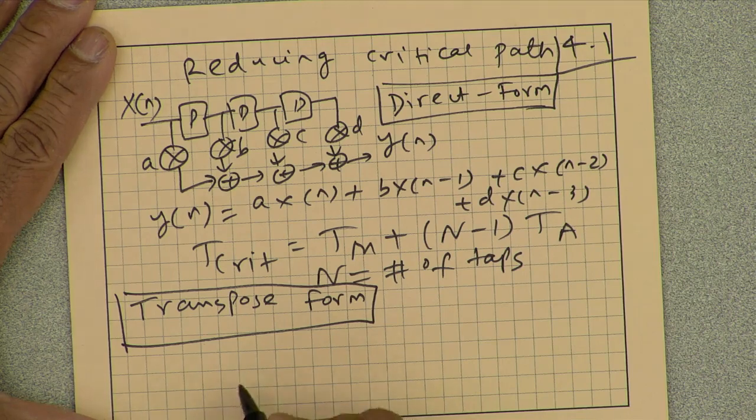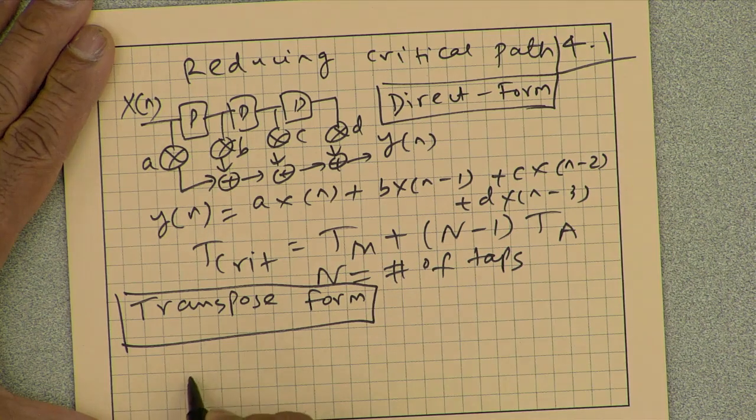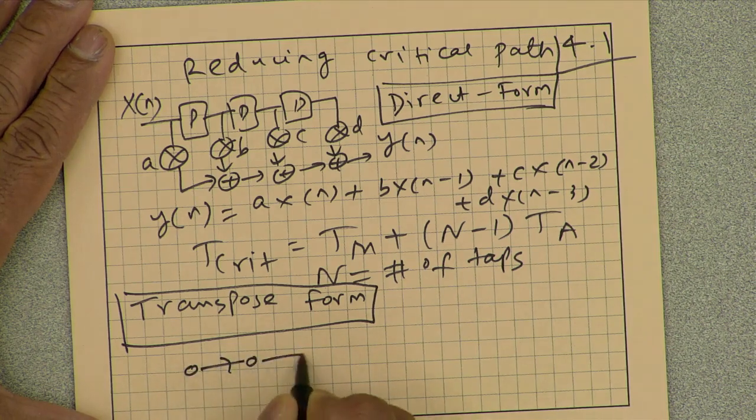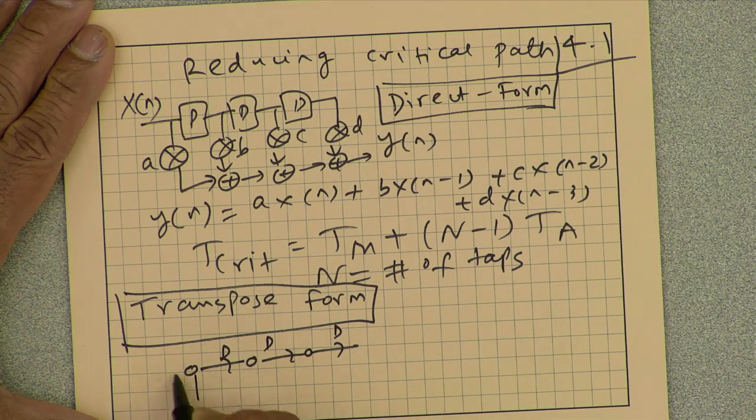Input and output are reversed. Well, okay, that's good. So let's talk about that. The idea of the transpose form means we reverse the direction. If I think about this as a signal flow graph, so I have x(n). Let me draw a signal flow graph. This is input x.